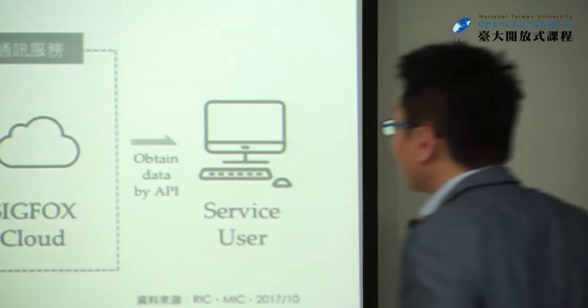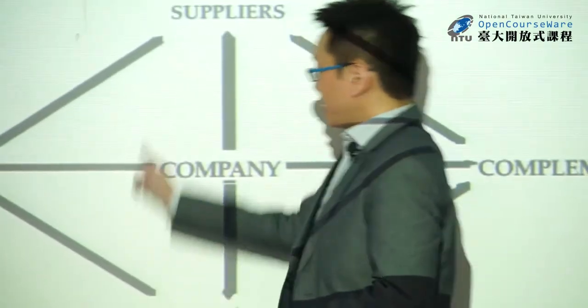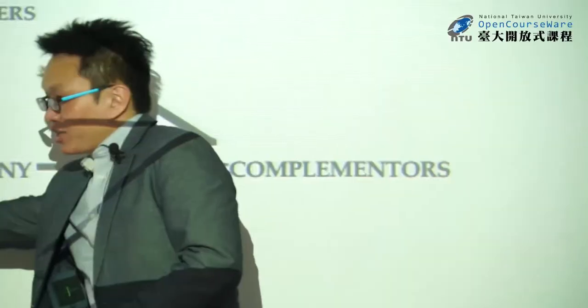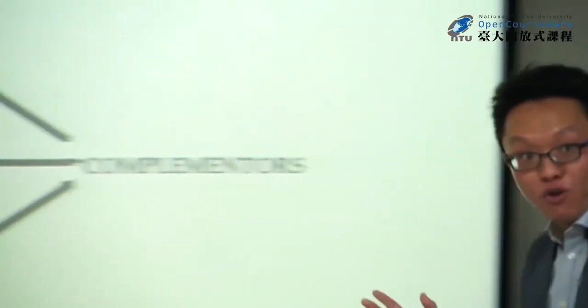And now we look at competitors against Sigfox. Do you remember the value net? We look at the value net. We already modeled the supply chain. Sigfox has its own supply chain. But now I want to work on the other direction, the horizontal view. What alternative supply chain can the buyer get rather than from Sigfox?